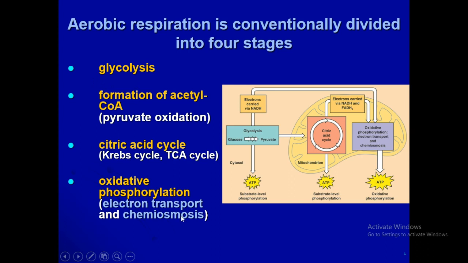These three stages happen in the mitochondrion, while glycolysis happens only in the cytoplasm. That's why substrate level phosphorylation is produced in glycolysis and the Krebs cycle. But oxidative phosphorylation only happens in the oxidative phosphorylation stage.